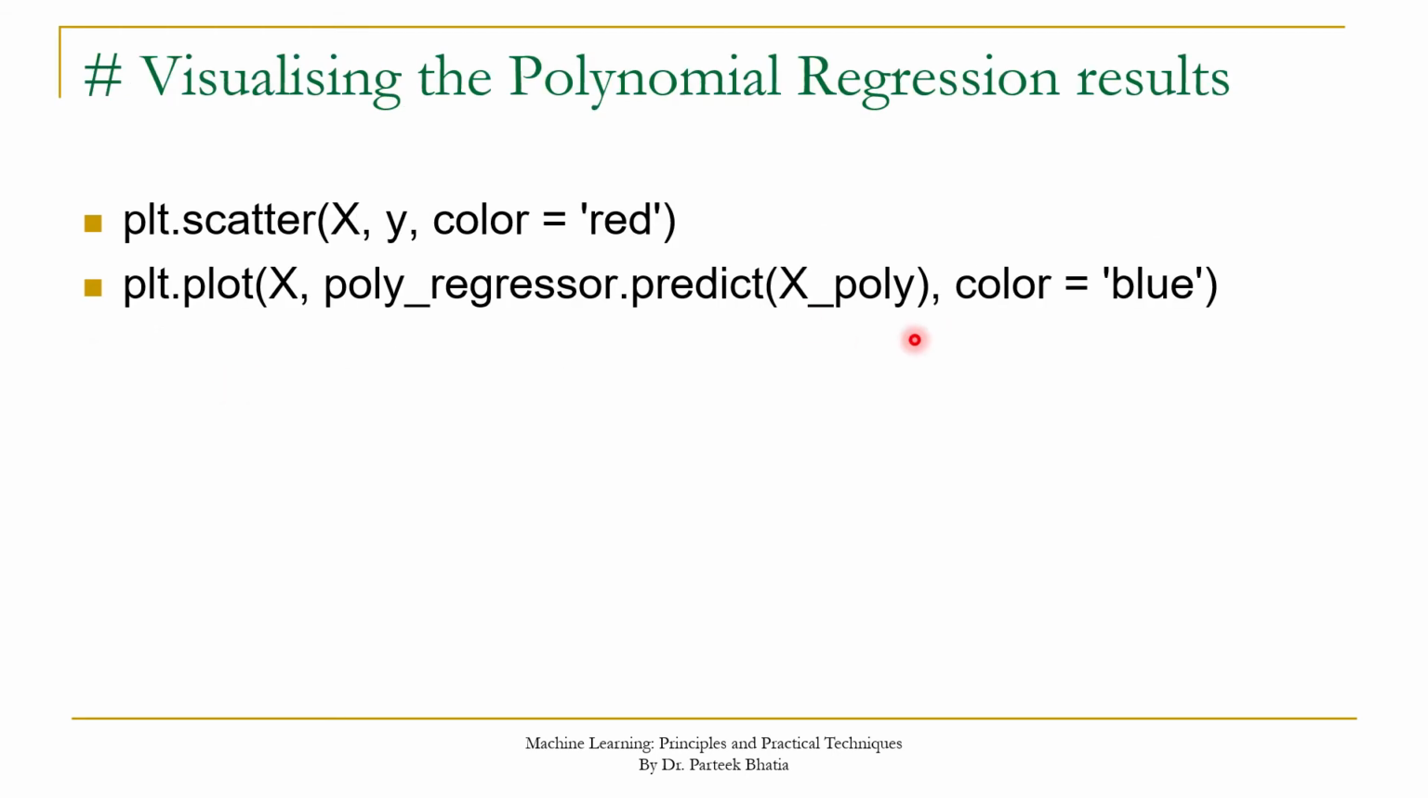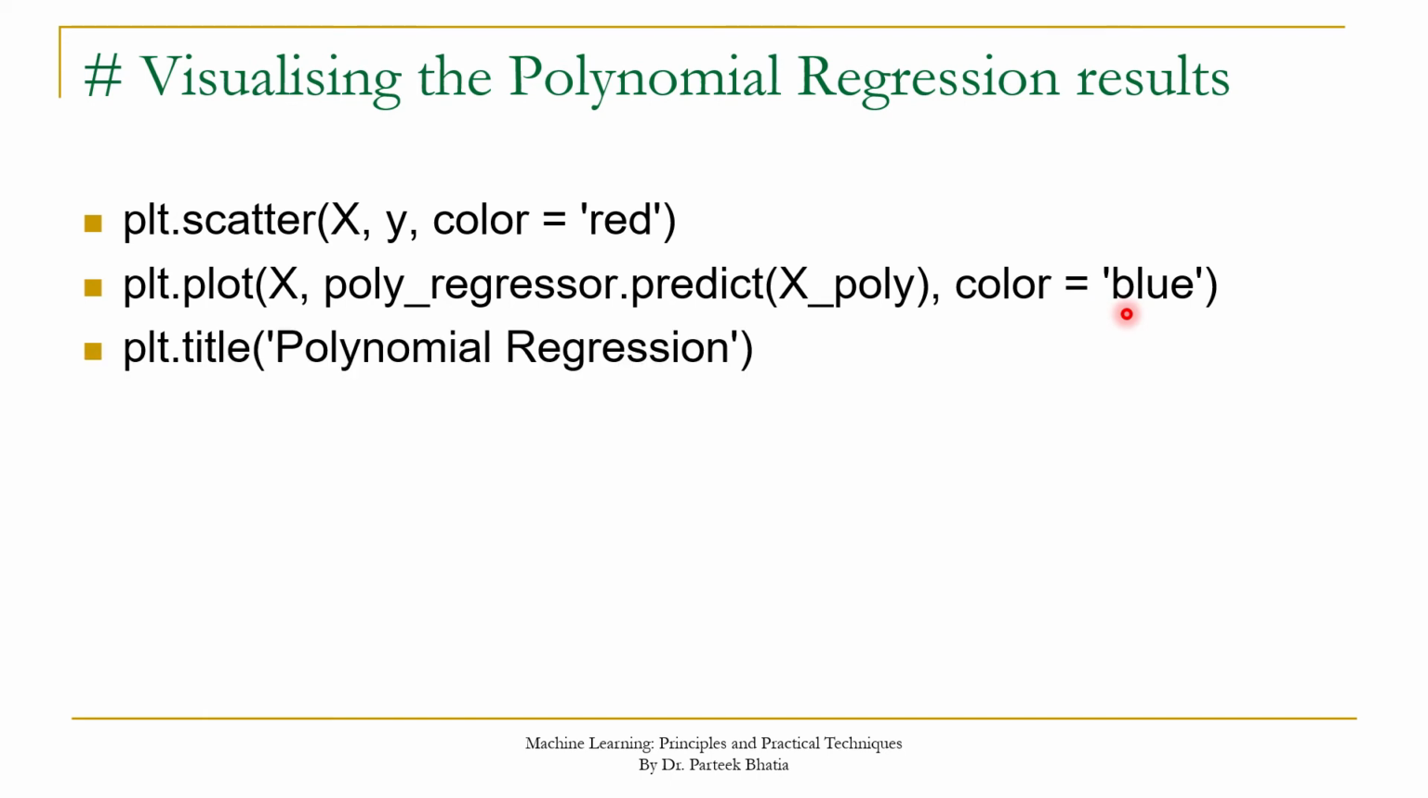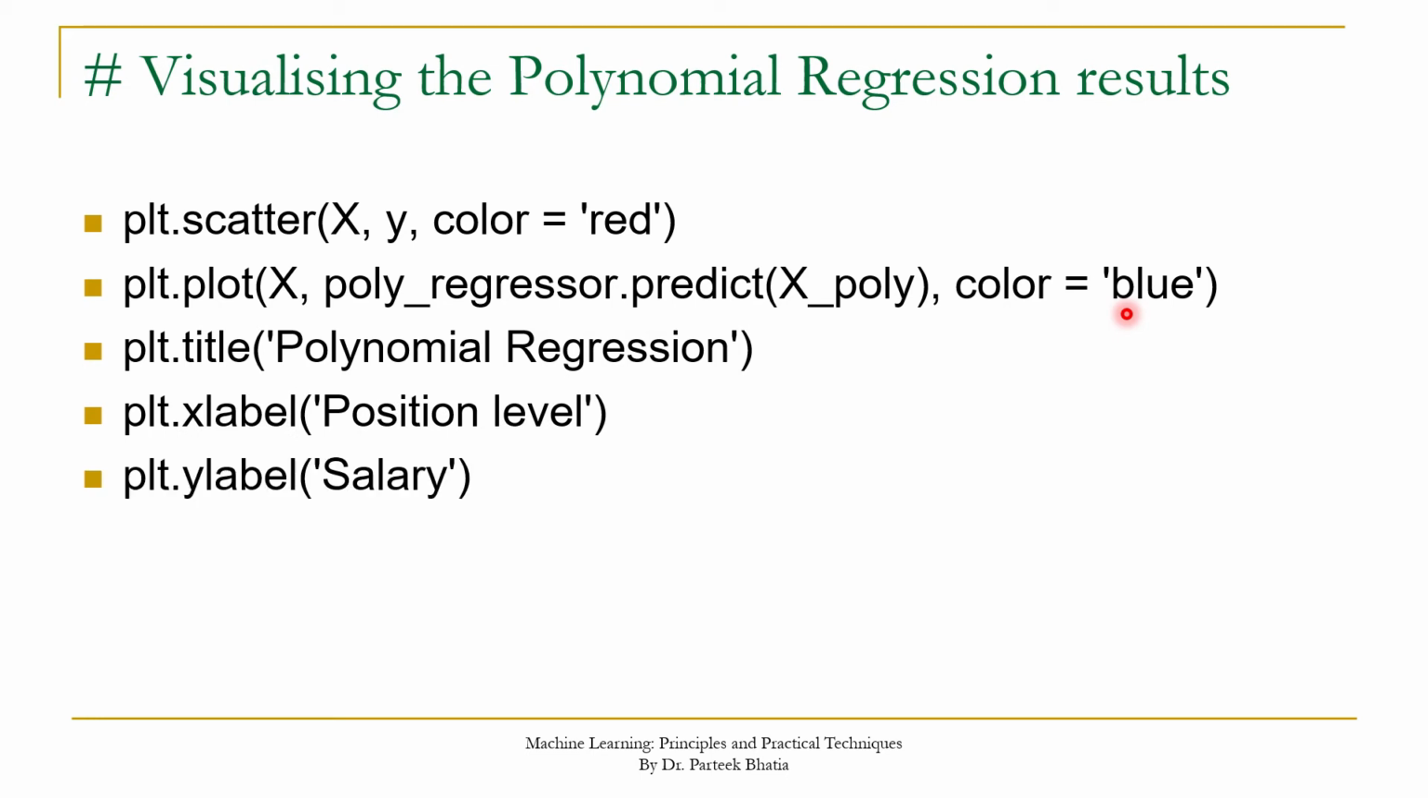So you can see that here we are passing this X poly to the predict method of poly_regressor object, which is an object of the LinearRegression class. It gives us the predicted line for polynomial regression with color blue. In order to make this graph more informative, we are adding a title to this plot, and here the title is polynomial regression. We are adding X label as position level, and Y label as salary. plt.show will display it over the console.